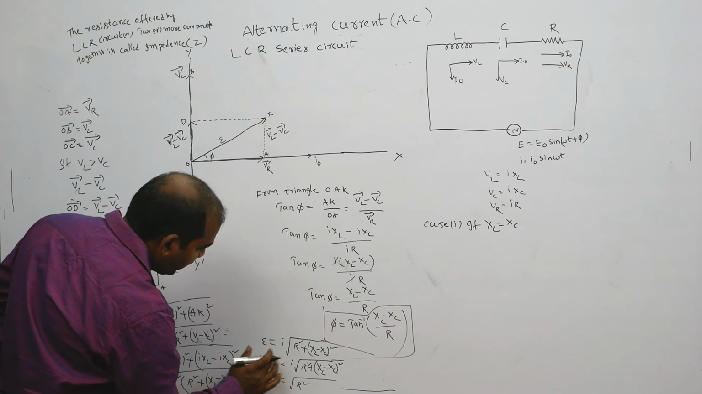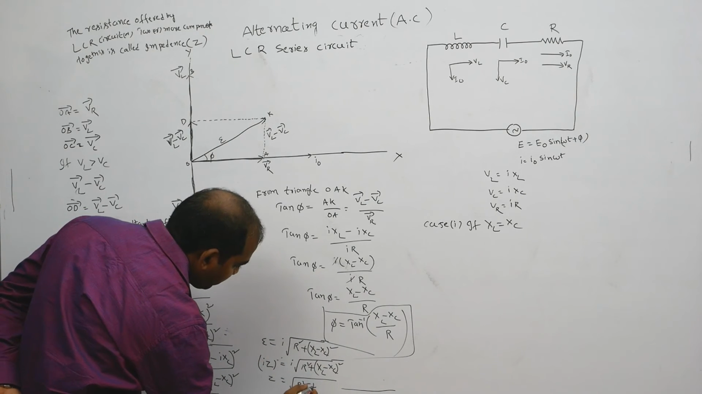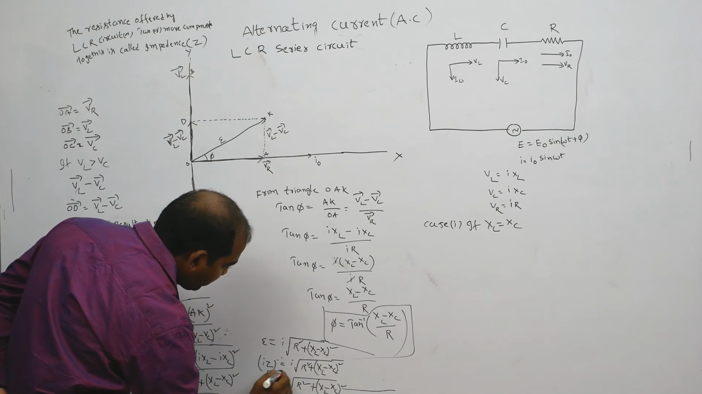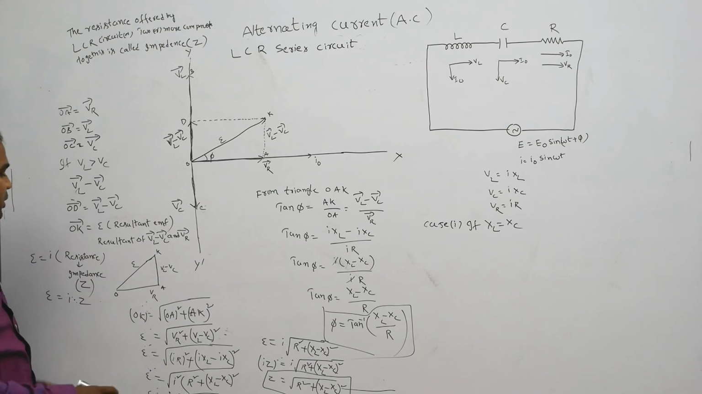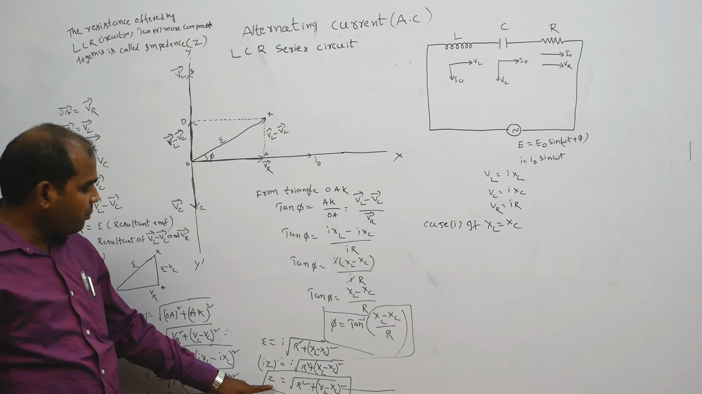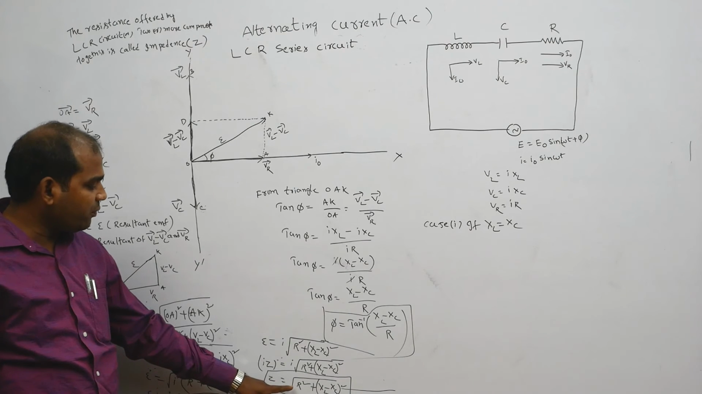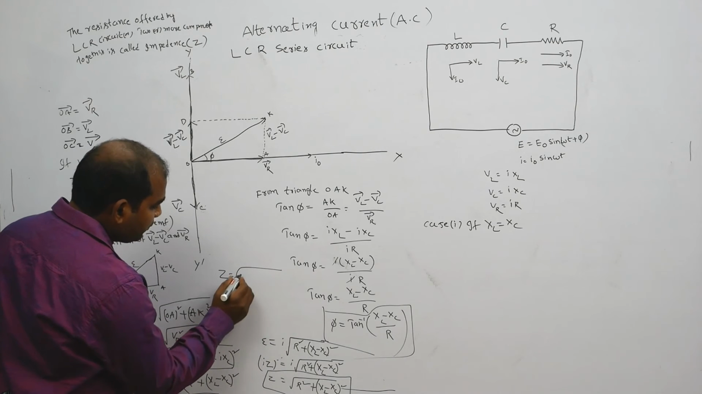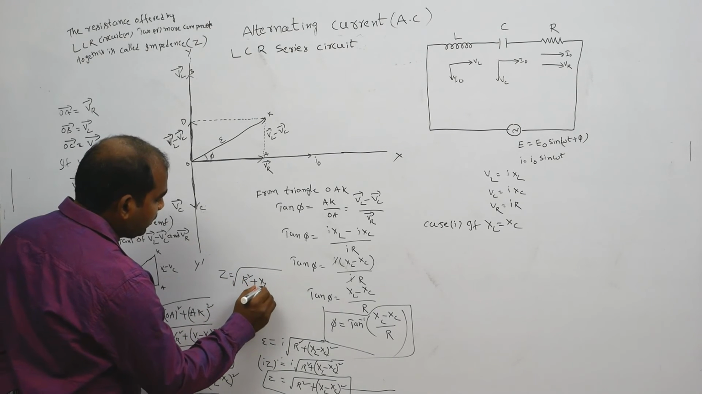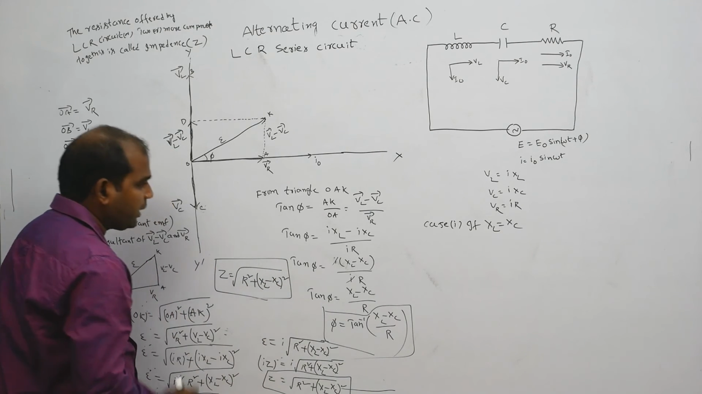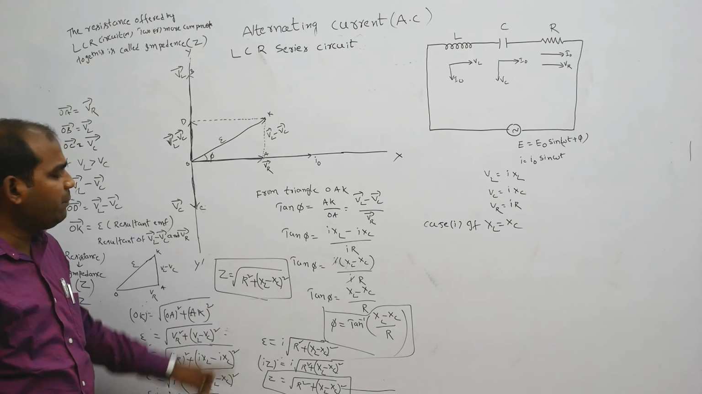So Z is equal to, I gets cancelled on both sides. According to Pythagoras, OK is equal to the square root of OA square plus AK square. Finally, we got the formula for impedance: Z is equal to the square root of R square plus XL minus XC whole square. This is the formula for impedance.